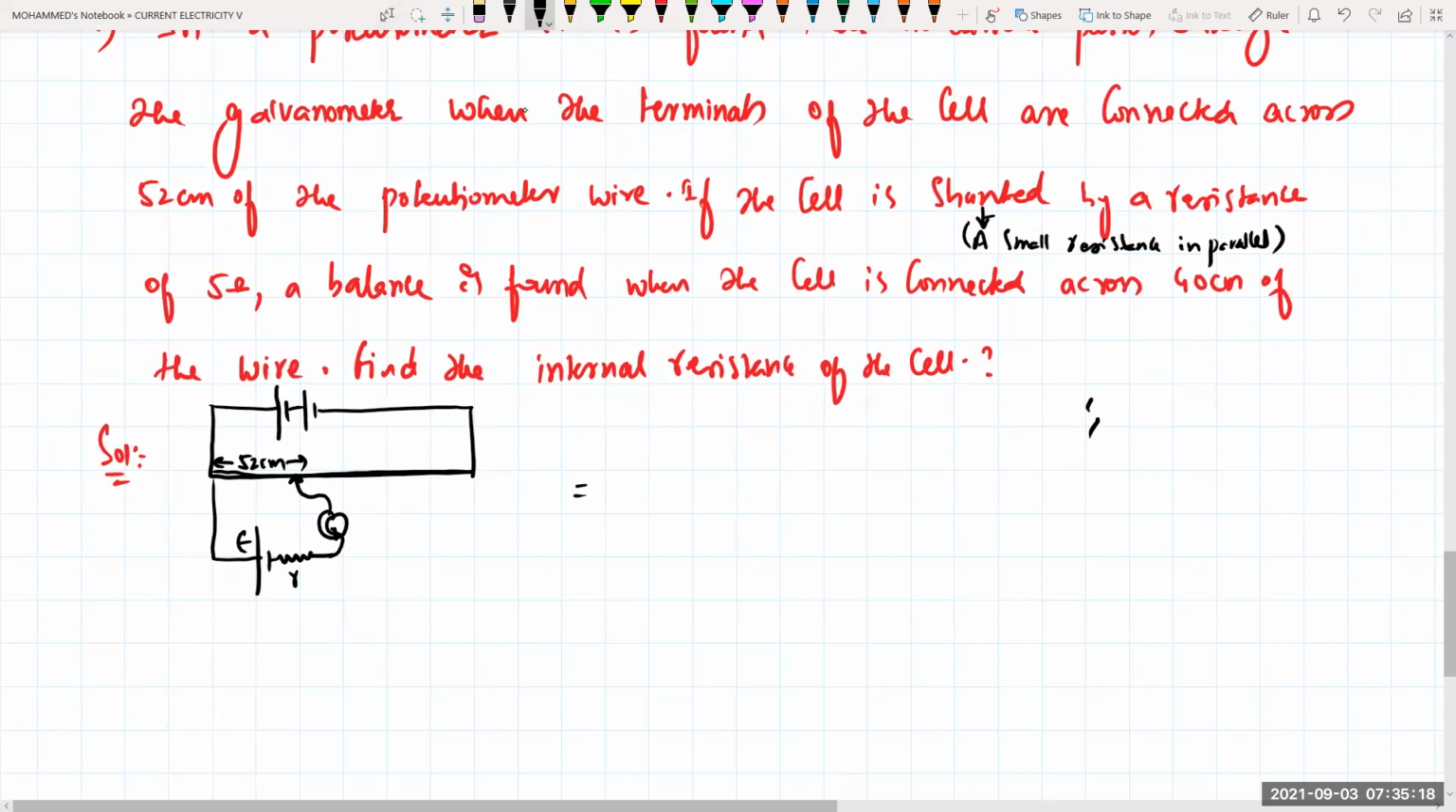Okay, that is the shunt resistance. Let me see how I'm drawing the diagram for this one. This is positive terminal, negative terminal, positive terminal, negative terminal. This is our potentiometer wire. I'm drawing it dark because it should be 4 to 10 centimeters.